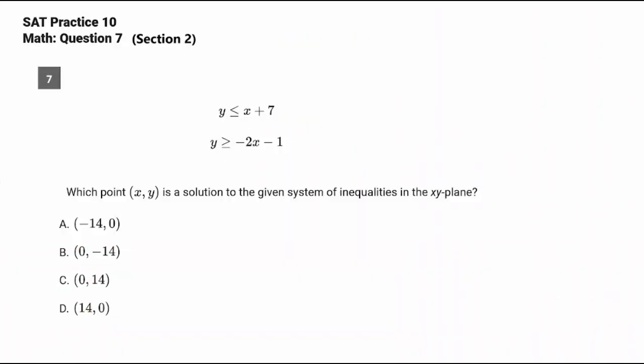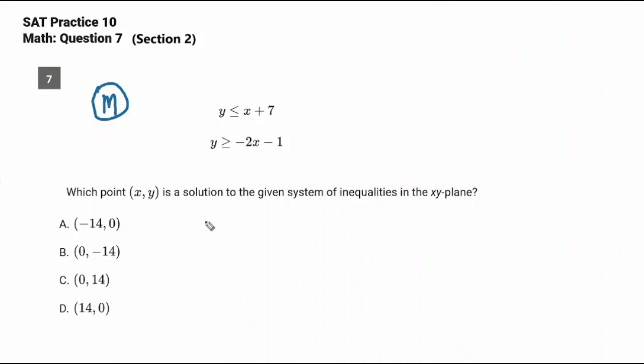We're on SAT Practice Test 10, Math Section 2, Question 7. What's the level of difficulty? It's medium. We got two equations. Which point is a solution to the given system of inequalities in the xy plane? Guys, this is plug in the answer choices. All you got to do is plug in these x's and y's and see which one works for both equations.